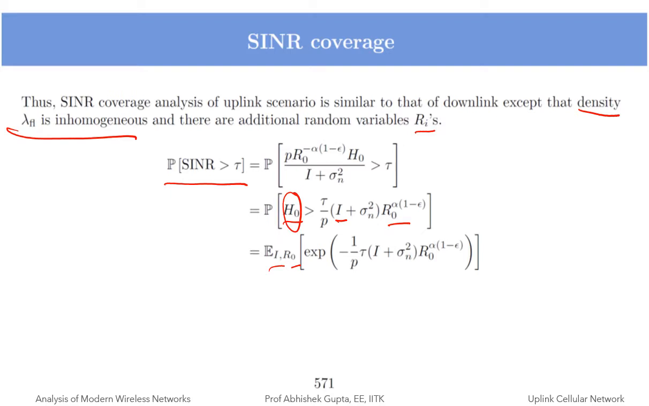So the probability that H0 is greater than this variable, which is constant once you condition on I and R0, is given by exponential of minus this whole term. This is because H0 is assumed to be an exponential random variable. Now we have to decondition with respect to I and R0.